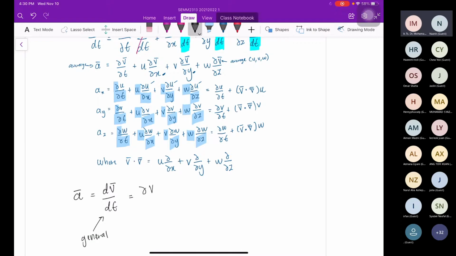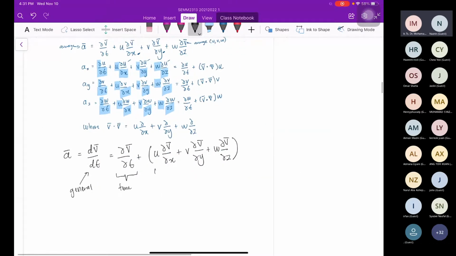So partial derivative of v average over partial derivative of time plus, okay, this is in terms of time. This is in terms of space. So this is u, partial derivative of v average over partial derivative of x. This is v, partial derivative of v average over partial derivative of y. This is w, partial derivative of v over partial derivative of z. And this is in terms of space. Now, this totally completes the Eulerian viewpoint.